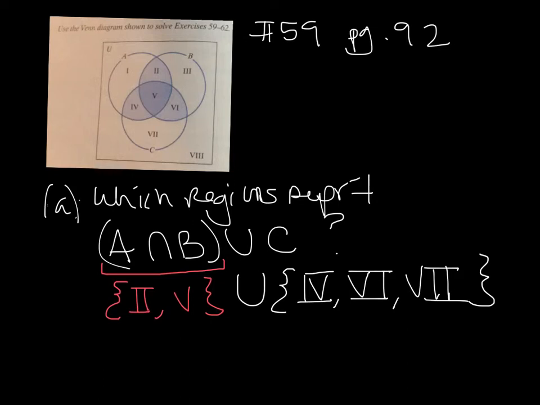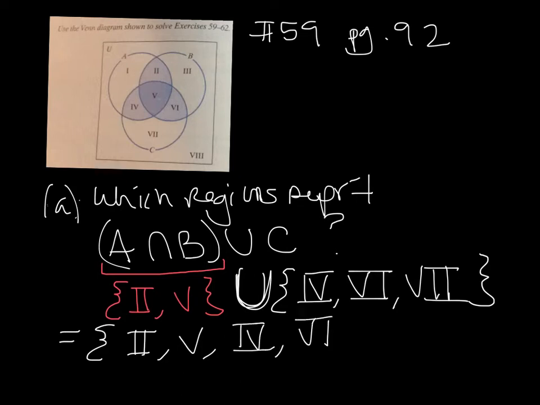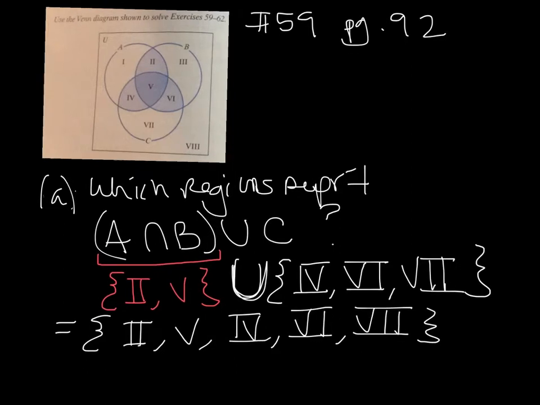Okay, so if we union these guys, well, that's just 2 and 5, and then we can just write what we need. Well, do I have a 4 here? No, well, 2 and 5, so we can add the rest. So we have 4, 6, and 7, right? We put that all together. The order doesn't matter. If you want to write it in order, that's okay, and we might as well write it in order.